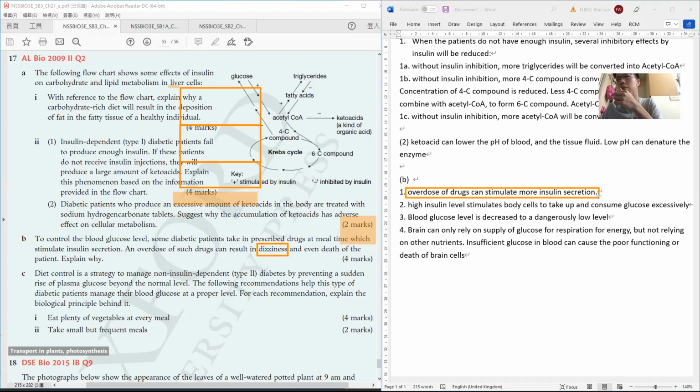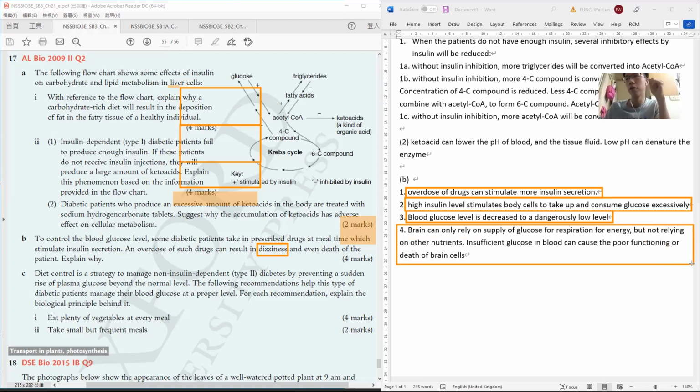Overdose can cause more insulin secretion. More insulin stimulates body cells to pick up more glucose and consume more glucose. So blood glucose is way too low compared to normal. So you cannot supply enough glucose to the brain cells. Brain cells cannot function properly or brain cells may die.